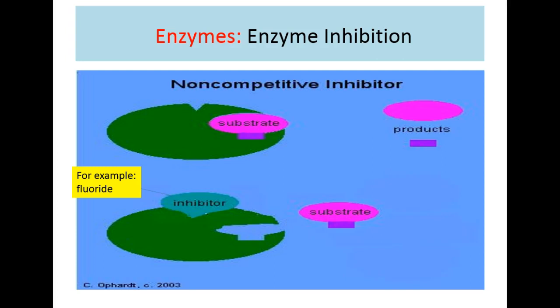An example of a non-competitive inhibitor is fluoride. Fluoride indiscriminately binds to enzymes, inactivating them by changing the conformation of their active site. In doing so, fluoride kills bacteria.